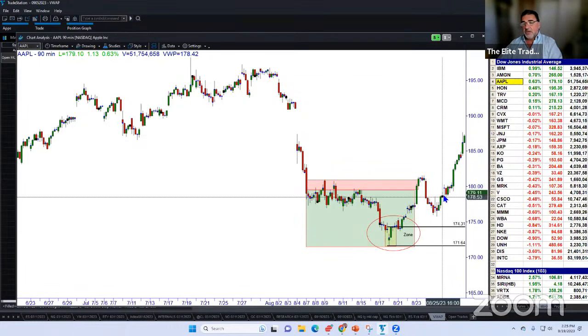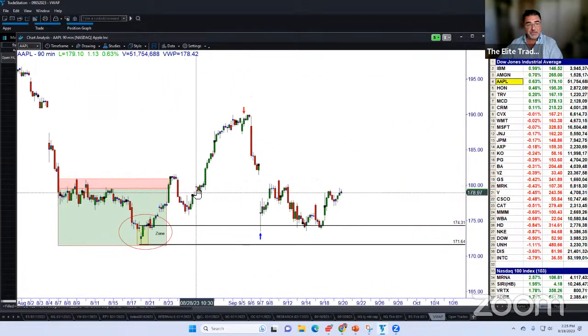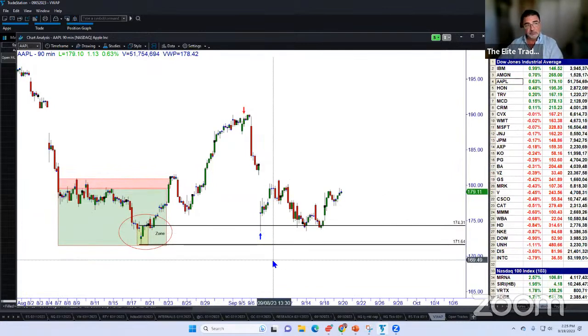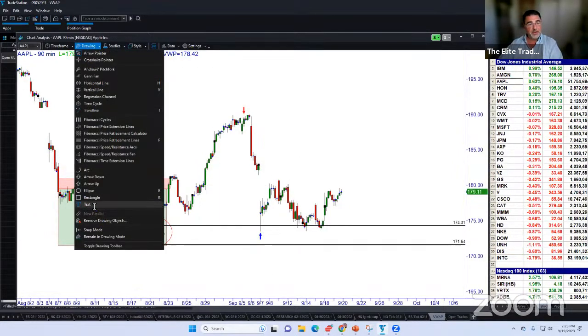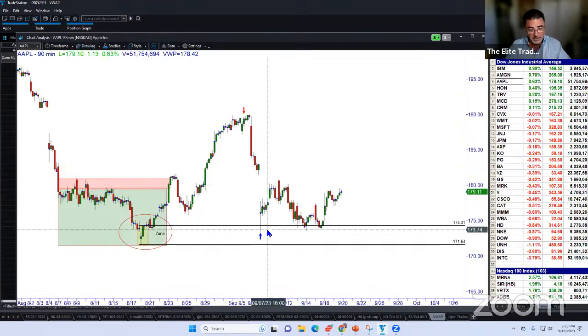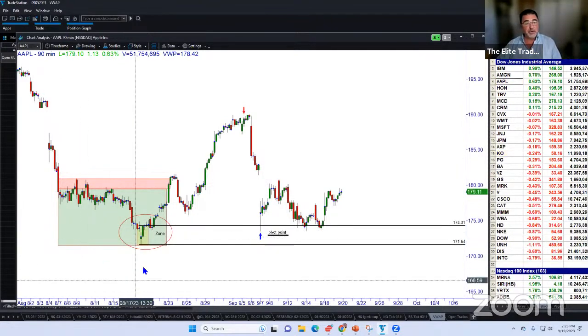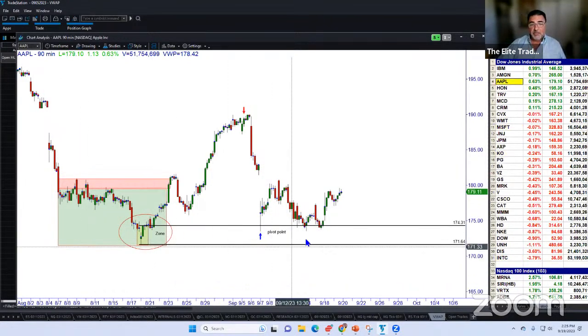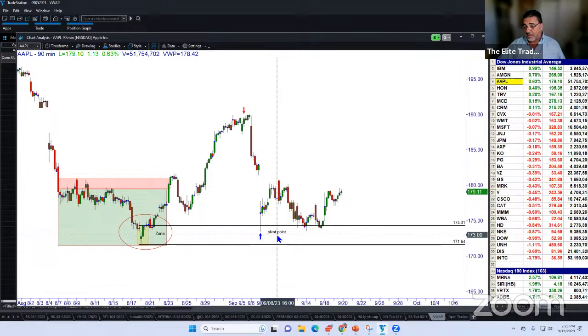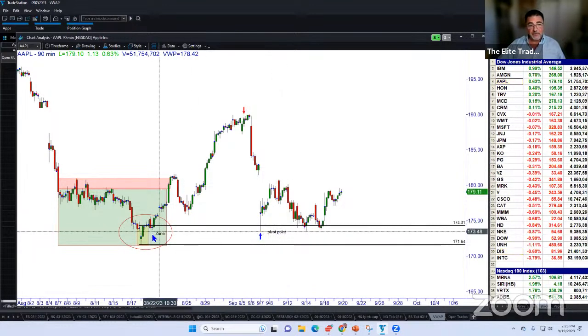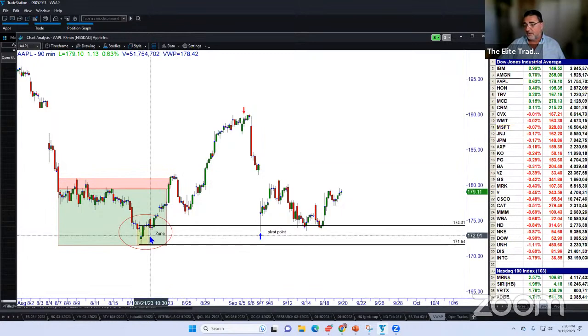So once price retests that area, this is a pivot. So knowing the difference between a pivot point and a zone: the pivot point is a retest of the zone that we've created over here. Did that help? Thanks for the questions too.